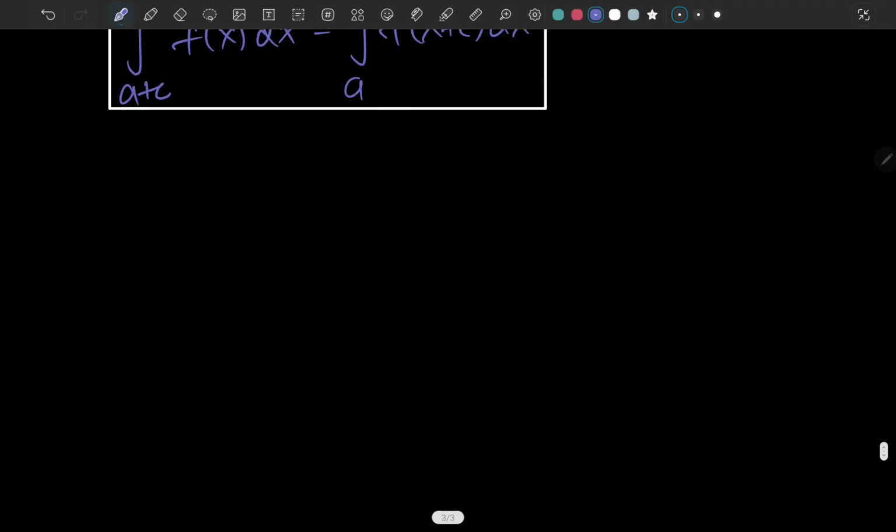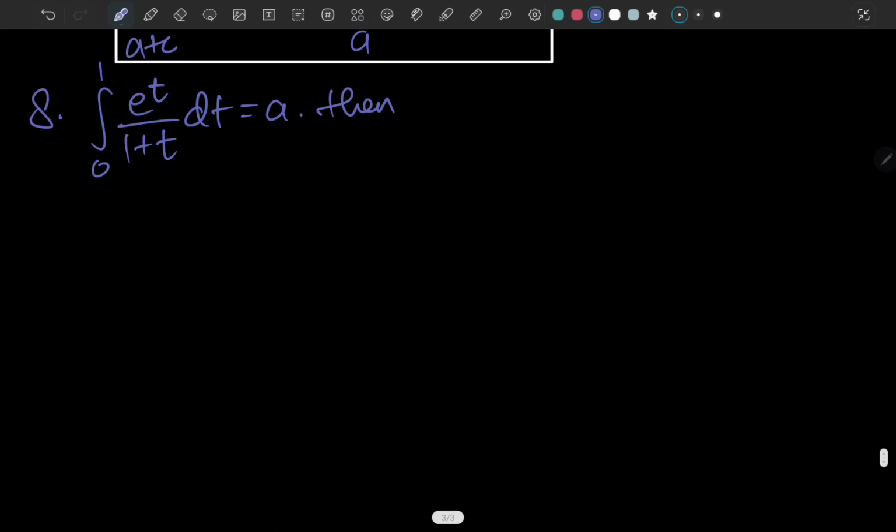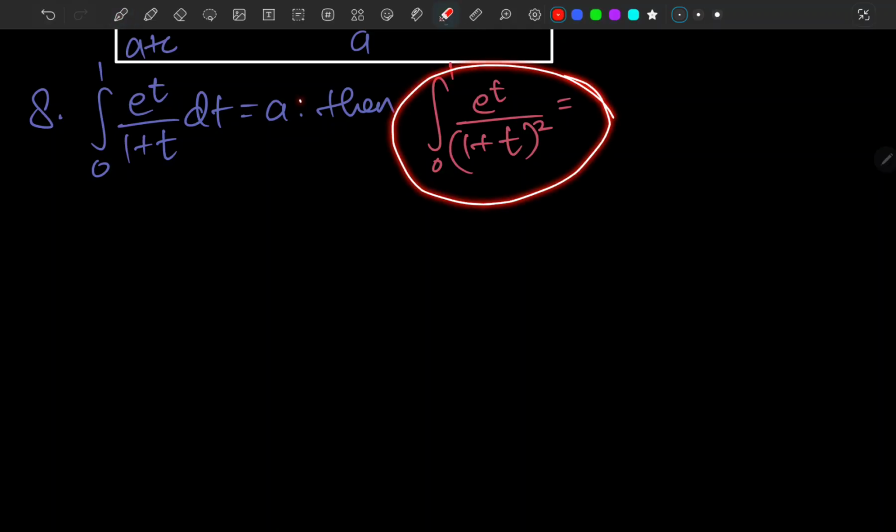What was it, eighth, right? So the eighth integral says that the integral from 0 to 1 of e to the t over 1 plus t dt equals, it's given. And what we have to evaluate is this integral from 0 to a of e to the t over 1 plus t whole squared. We have to evaluate this integral in terms of a, obviously. That is why it is given.